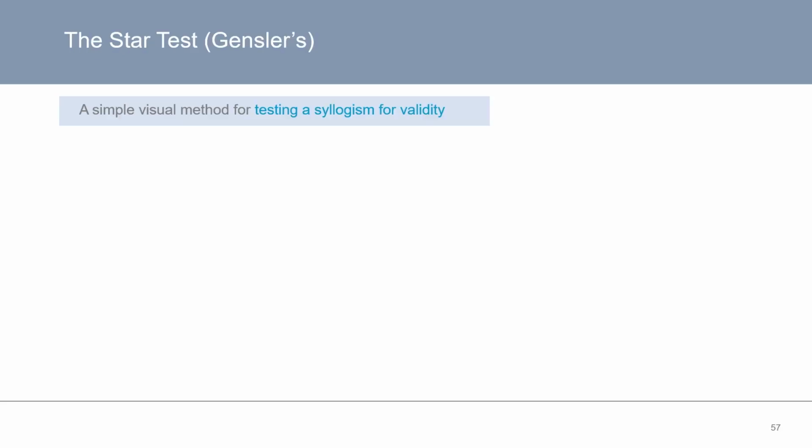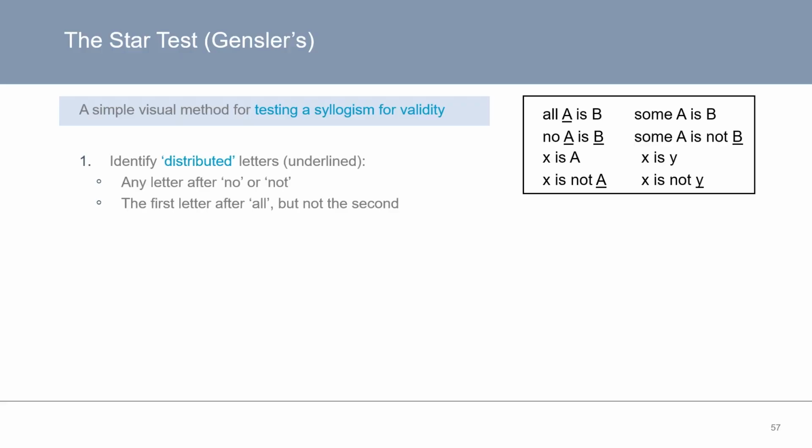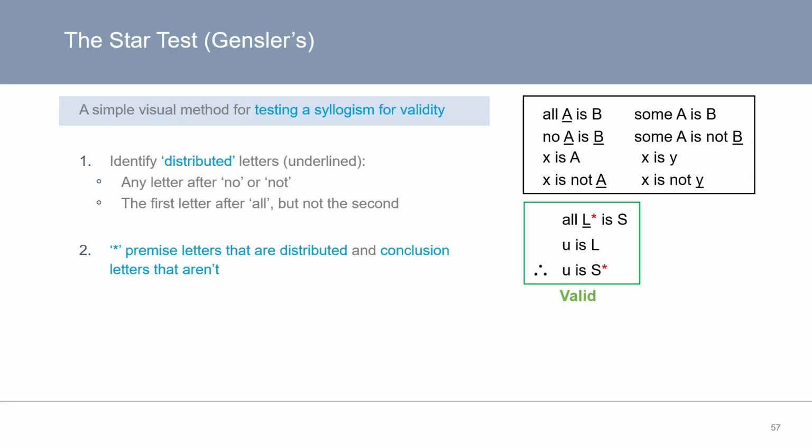One nifty logical tool is referred to as the star test, which is a simple visual method for testing a syllogism as a type of argument for validity. This starts by identifying any distributed letters in the argument, which we show underlined on the right in our well-formed formulas. A distributed letter is any letter that comes after a no or not, as well as the first letter after all, but not the second. The second step of the test is to put a star in front of premise letters that are distributed and any conclusion letters that aren't.